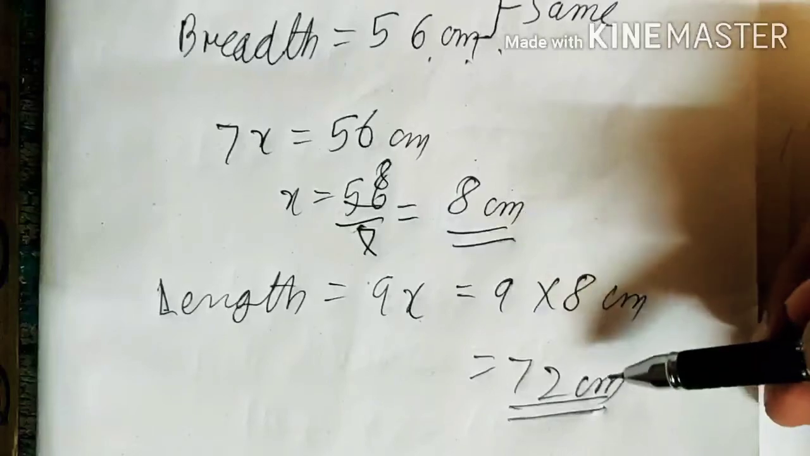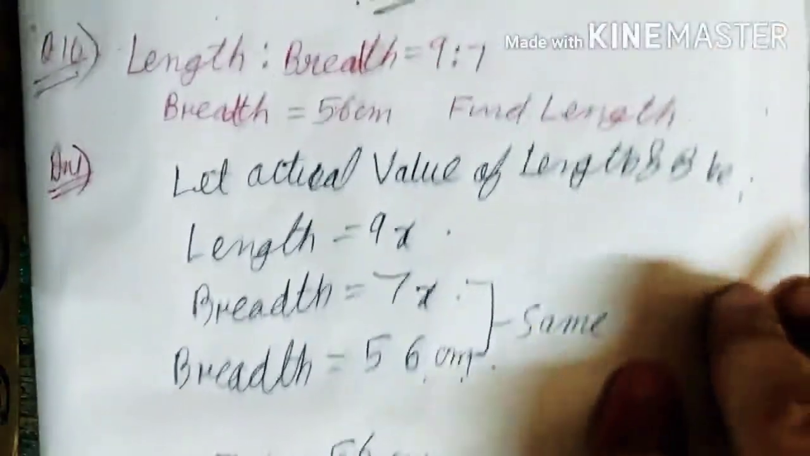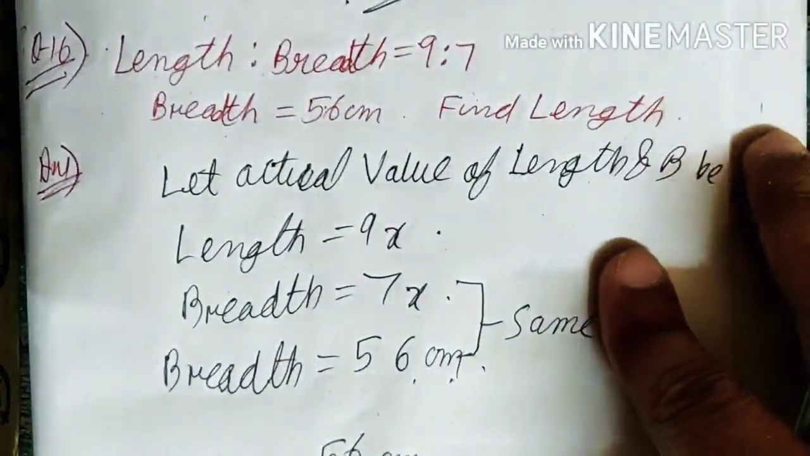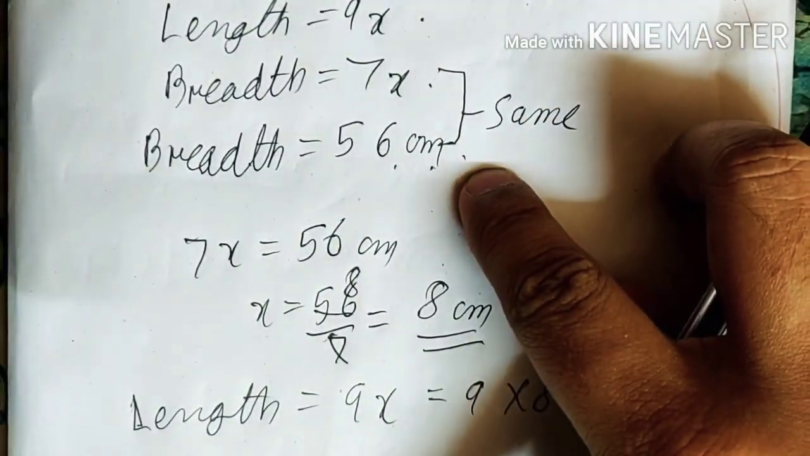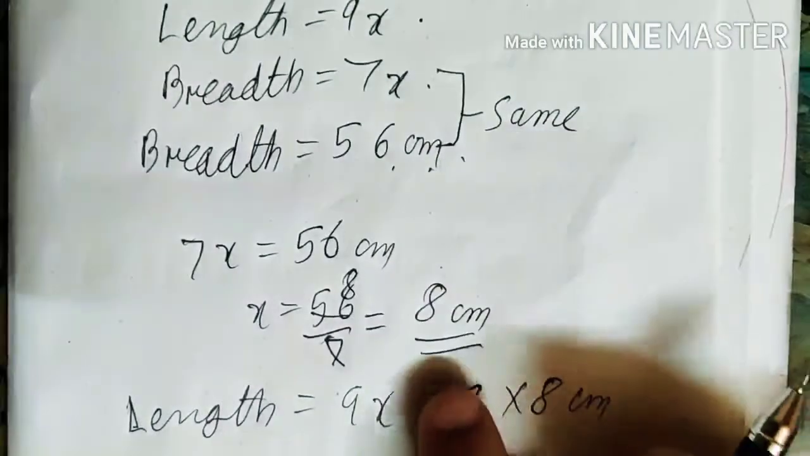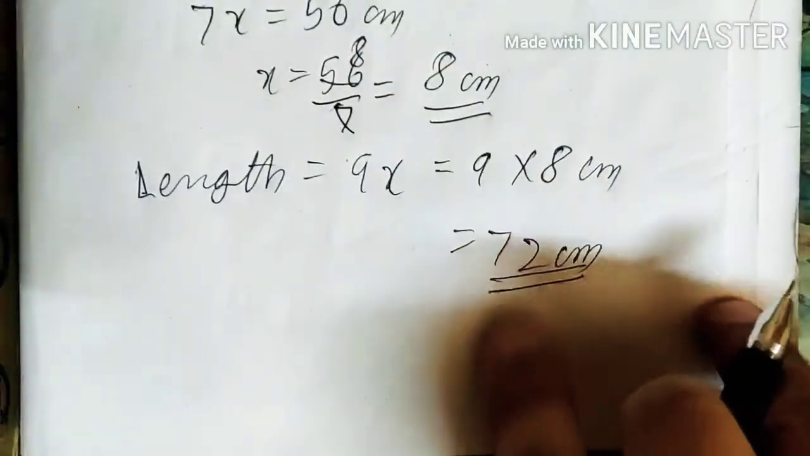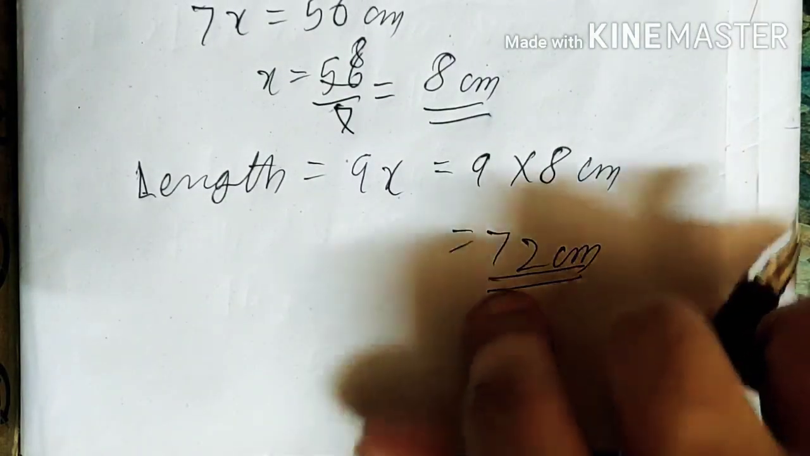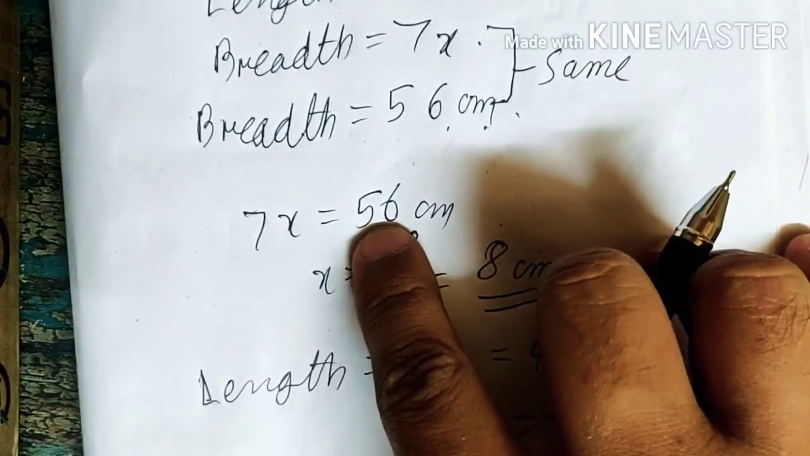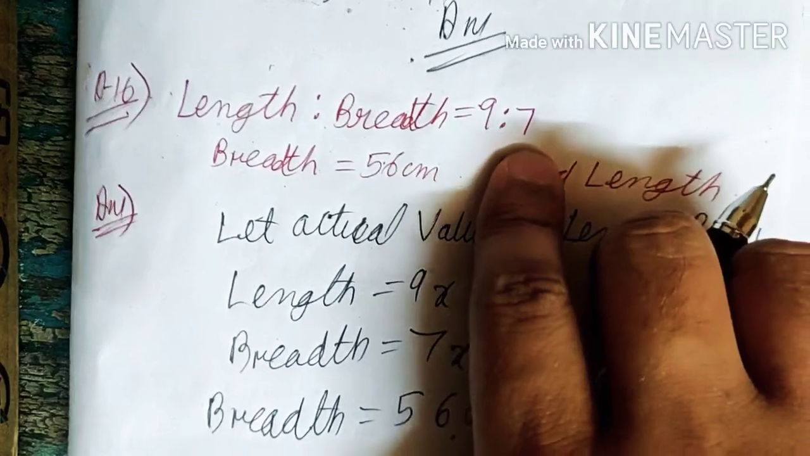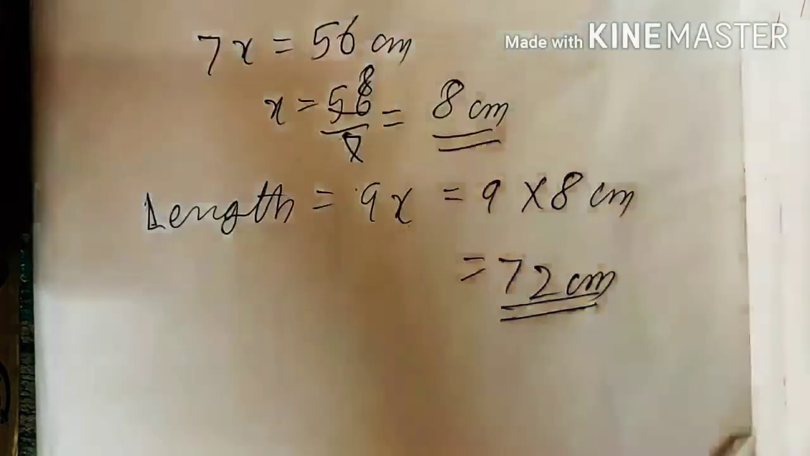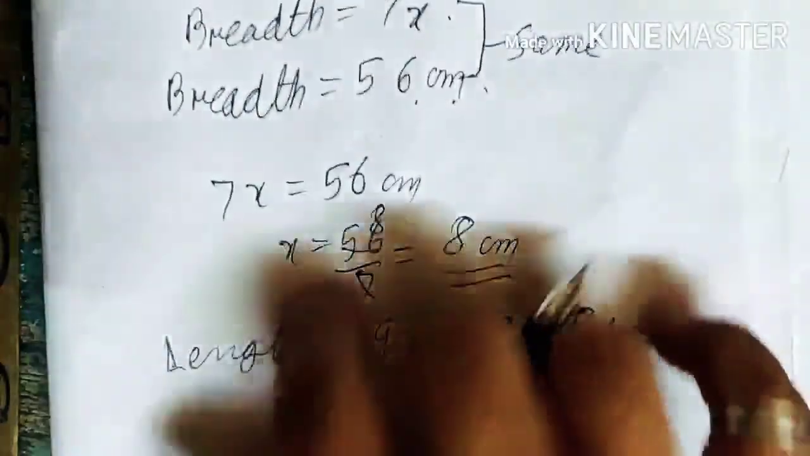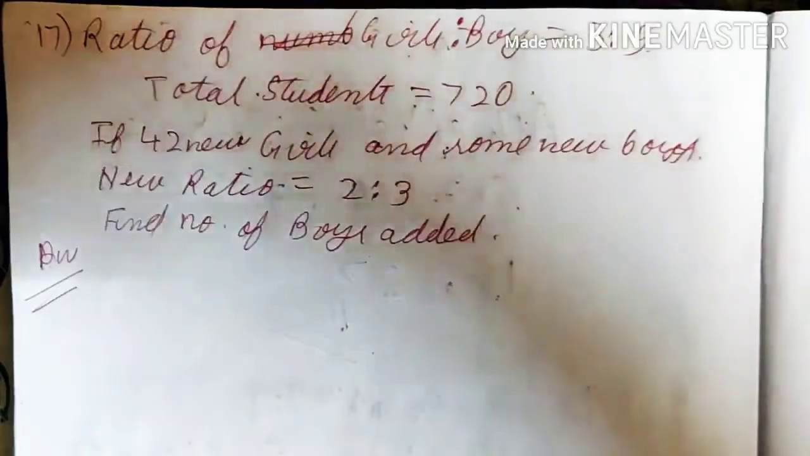And if we divide 72 by 56, you will get the ratio 9:7. If you try to divide it, 72 divided by 56, it will be divided by the value of x, that is 8, directly. So 72 divided by 8 gives 9, and 56 divided by 8 gives 7. So 9:7 is the ratio of length and breadth. So the actual value of length here is 72 centimeter, and the actual value of breadth here is 56 centimeter.